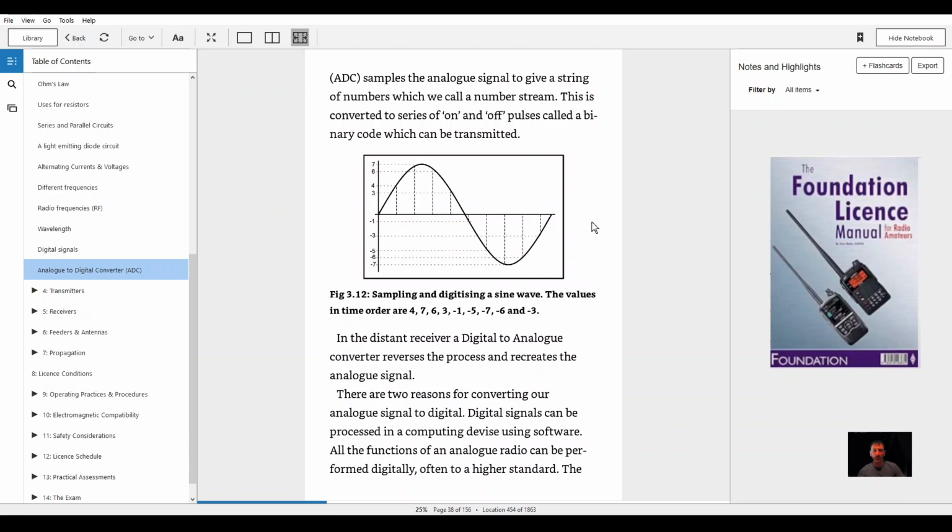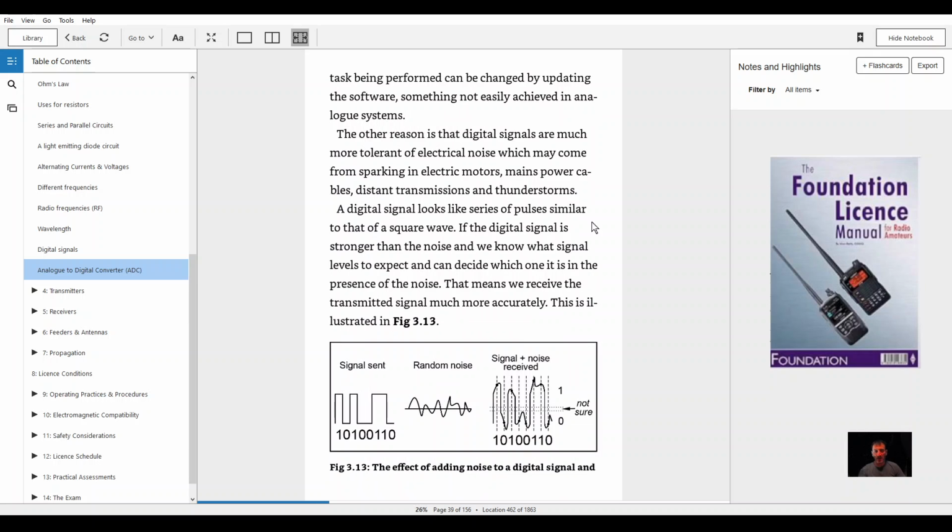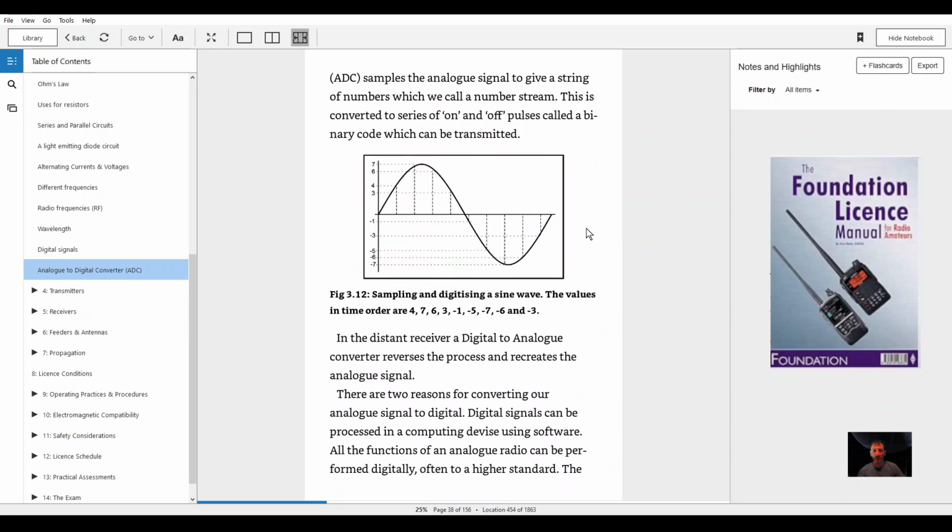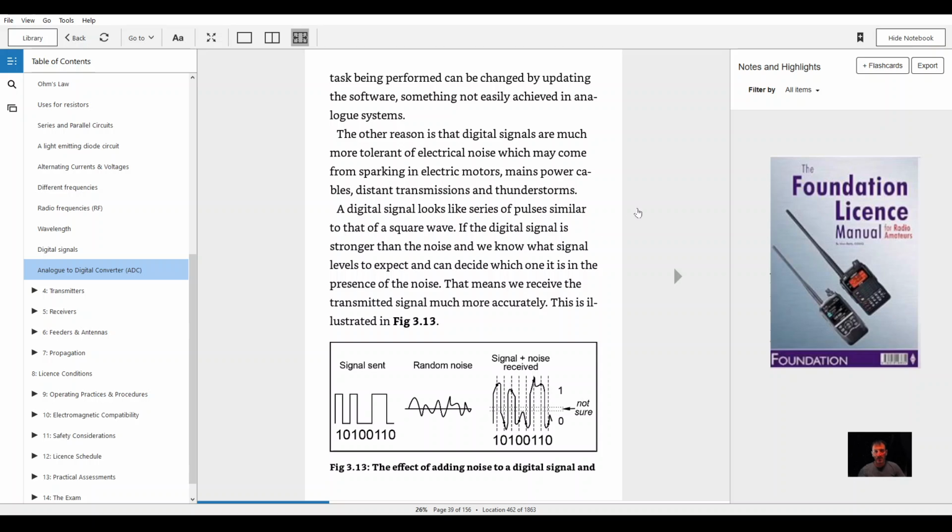There are two reasons for converting our analog signal to digital. Digital signals can be processed in a computing device using software. All the functions of an analog radio can be performed digitally, often to a higher standard. The task being performed can be changed by updating the software, something not easily achieved in an analog system.